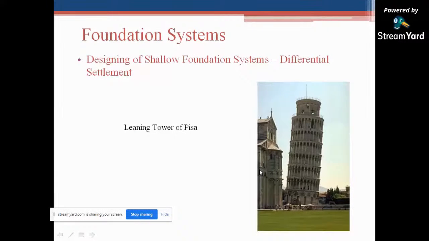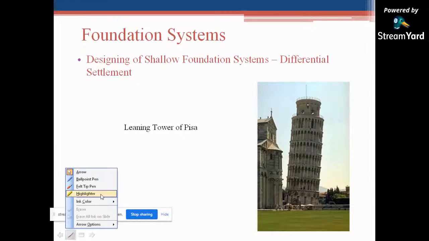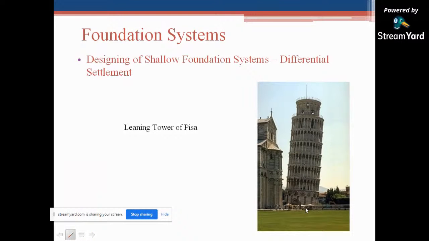Now foundation system. Kindly have a look at this picture. This is the Leaning Tower of Pisa. In designing a shallow foundation system, this is differential settlement. There are two types of settlement: one is equal settlement and another is differential settlement. Here you can see the line of the original position.